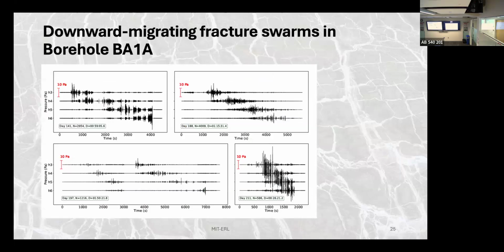So here I'm showing the 4 fracturing episodes observed in borehole BA1A. And the waveforms are plotted at 4 of the deeper hydrophones in the boreholes. And as you can see, each fracture is shown by one impulsive waveform. And by looking at its amplitude, you can see that it gradually migrated downward towards the bottom of the borehole. That indicates that the fracture started near the top of the borehole and then gradually propagated downward.